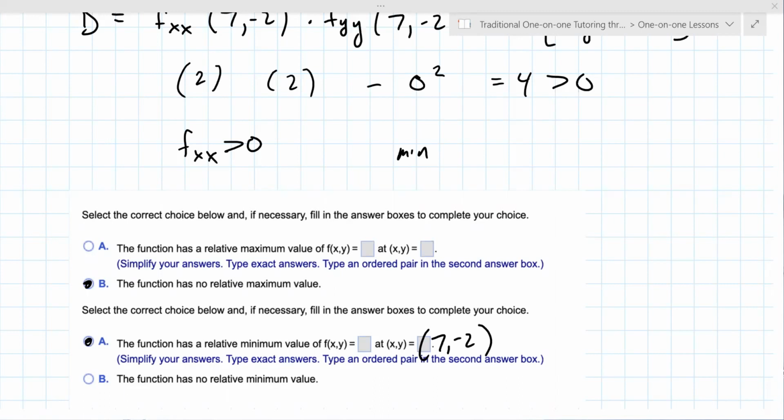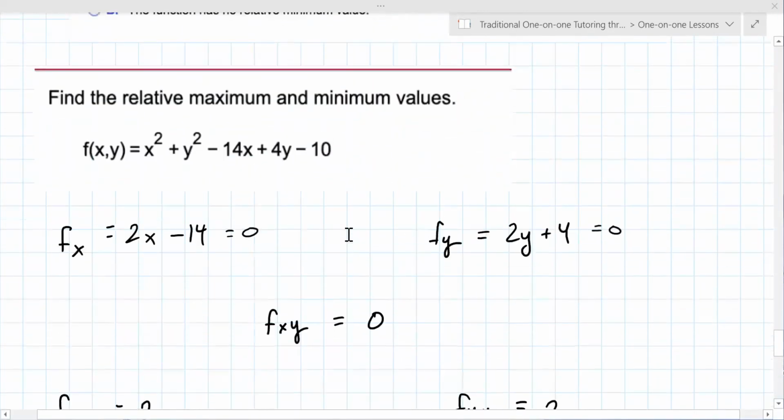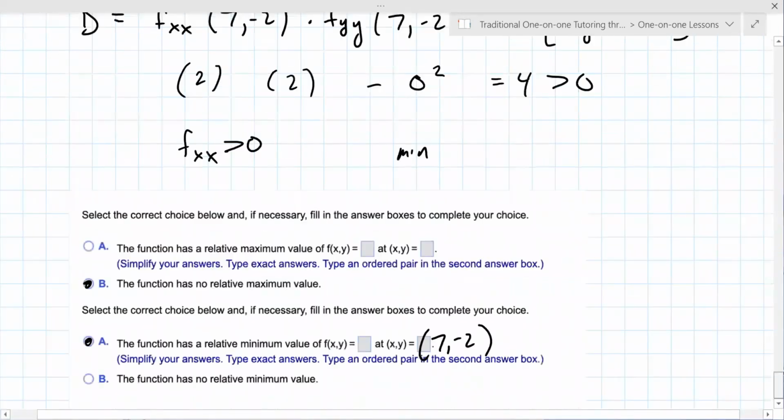So x is 7, y is -2. So I get -63 on that. Yes, I did too. Okay.